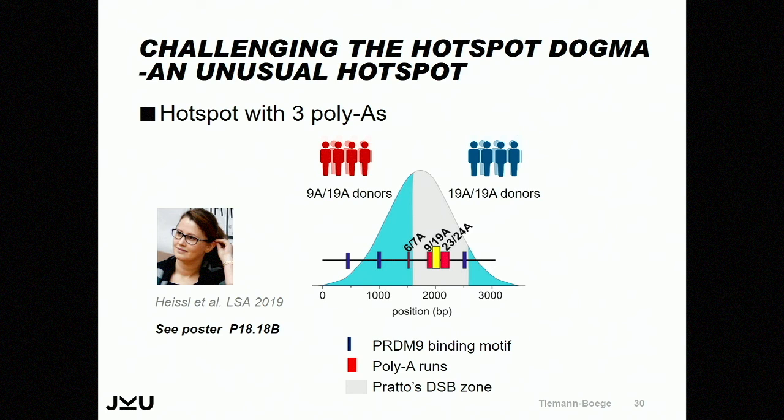So we had a bunch of donors that were either heterozygote for this region or homozygote for this 19A repeat. So we have a heterology in the red donors of about 10 nucleotides, either 9A or 19A. All the rest was pretty much the same within this hotspot.